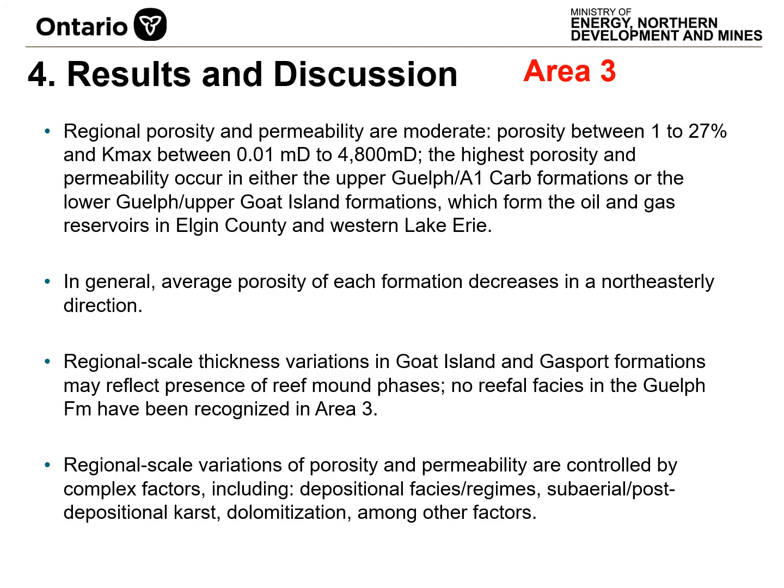In Area 3, the regional porosity and permeability distribution is controlled by a variety of factors, including the lithofacies and textural variations and diagenetic history. Higher porosity values correspond well with reef mound facies and local thickening of strata units. In general, the average porosity of each formation decreases in northeasterly direction in western Lake Erie, which follows the thinning trending of formational thickness.